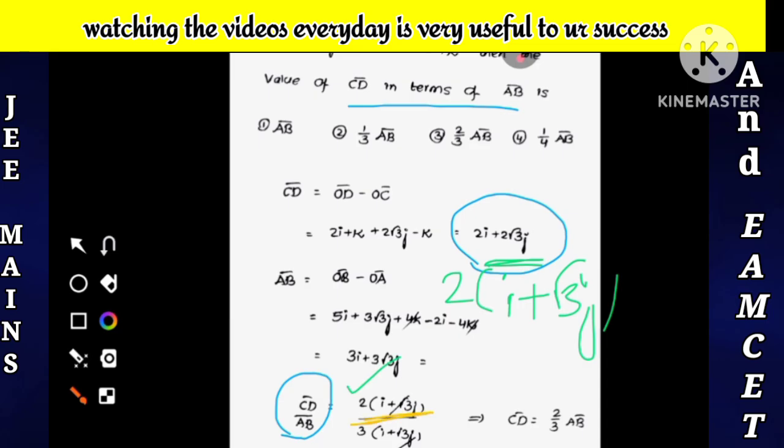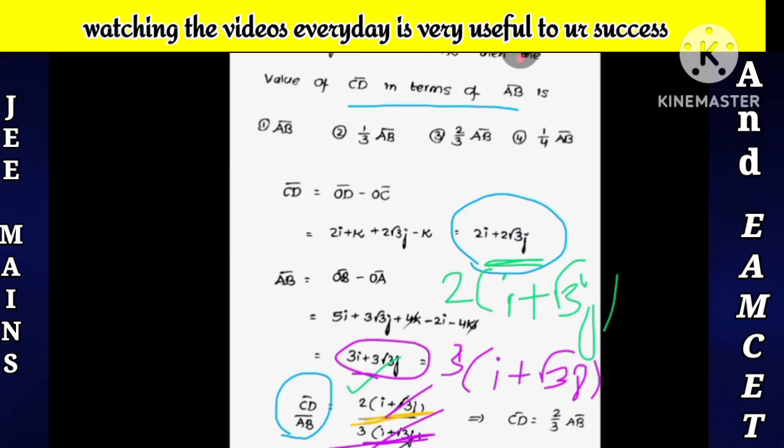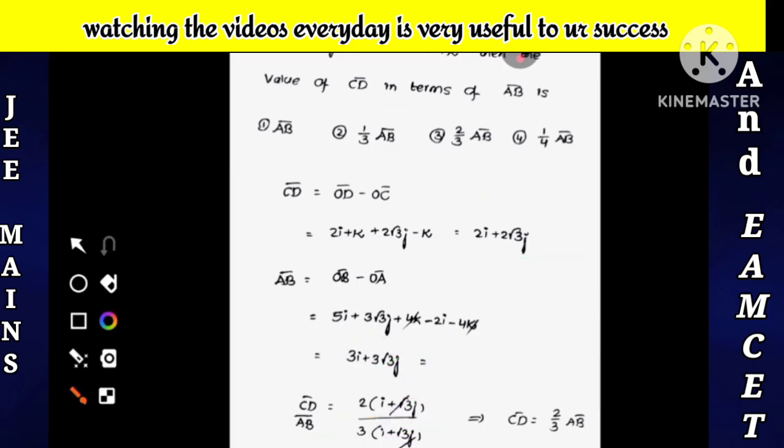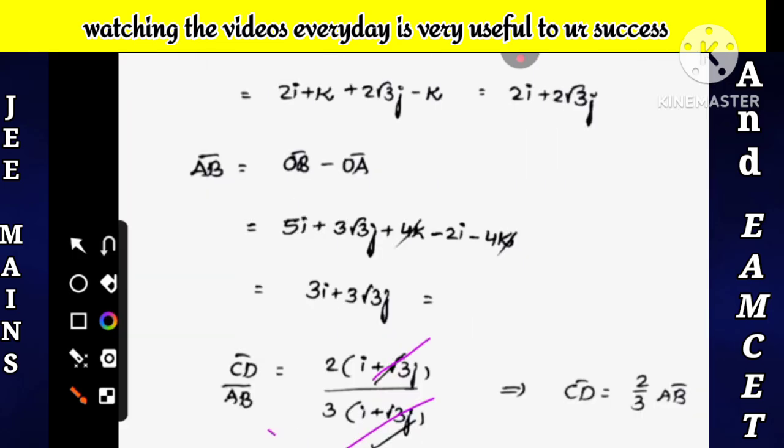Next, what is the AB value? AB is equal to 3i plus 3 root 3 j. Here also take the 3 common, 3 into i plus root 3 j. Now replace the two values here: 2 into i plus root 3 j by 3 into i plus root 3 j. Now cut these two values, i plus root 3 j. What are the remaining values? Finally you get 2 by 3 into AB bar.